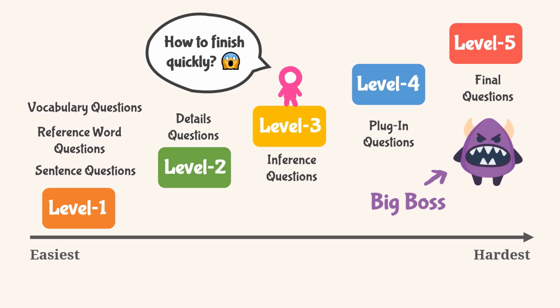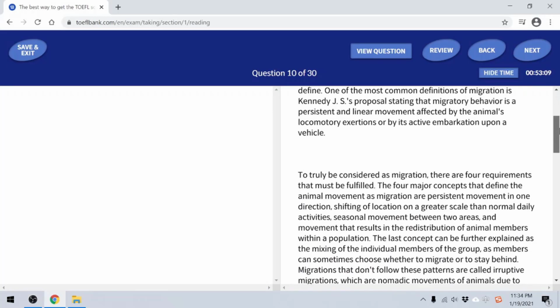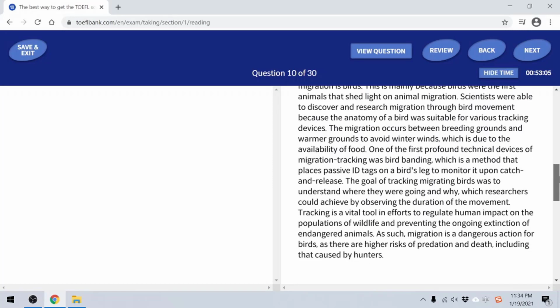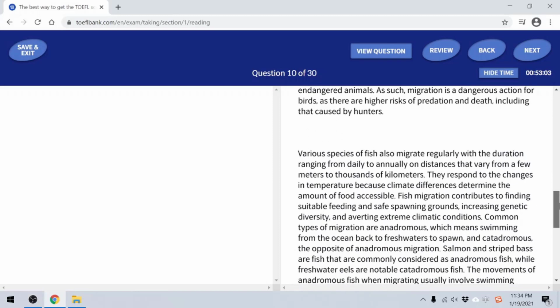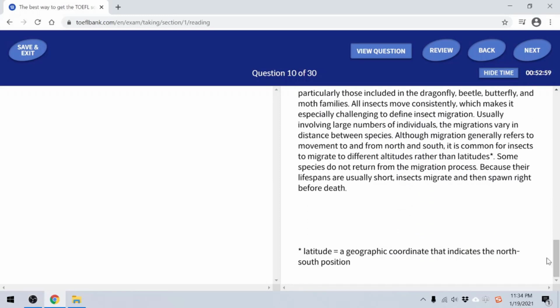Let's get started. Here's a passage from TOEFLBank. I suggest you try it first before you continue to look at how I do it. I posted the link in the description below. You can pause the video now if you want to try it.